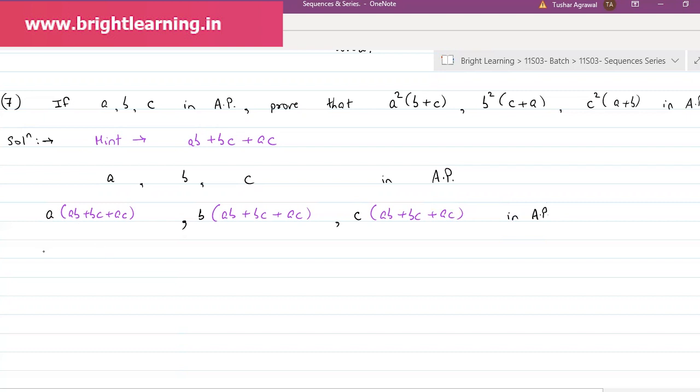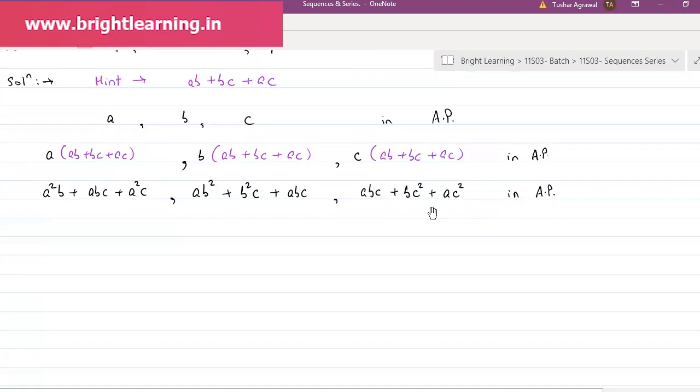So what is the first term? The first term becomes A square B plus ABC plus A square C. What is the second term? The second term becomes AB square plus B square C plus ABC. What is the third term? The third term becomes ABC plus BC square plus AC square. These are in AP.